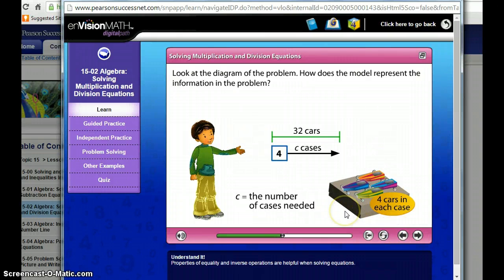Look at the diagram of the problem. How does the model represent the information in the problem? Okay, we're going to skip over that. We see the model here though, and remember, just like yesterday where you can see the total up at the top, and then we could see yesterday when we were adding and subtracting how you could take the total minus one of the values and get the other value, or vice versa. Here we can see how you would take 32 divided by 4 to get C.